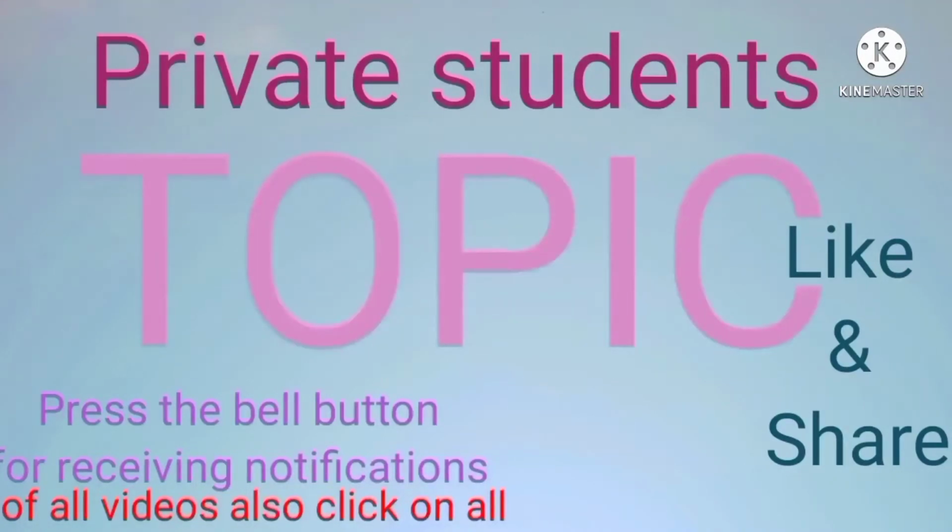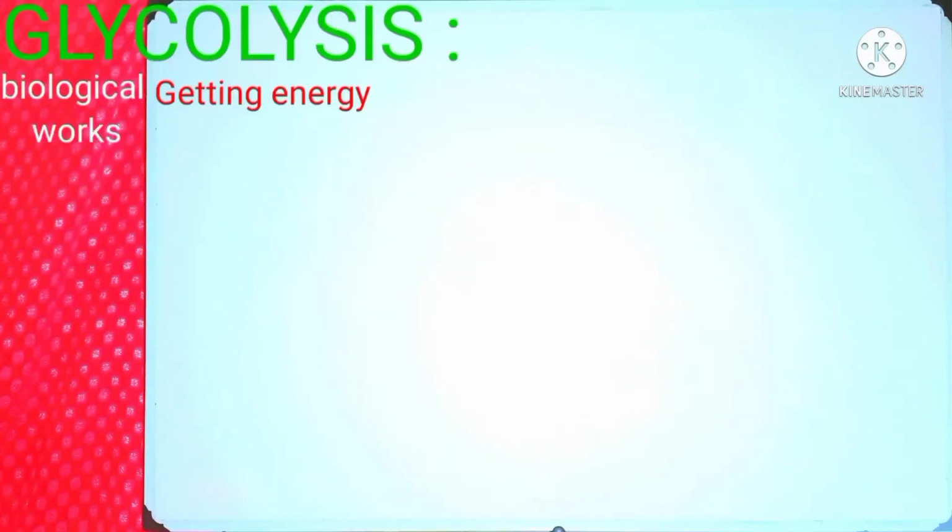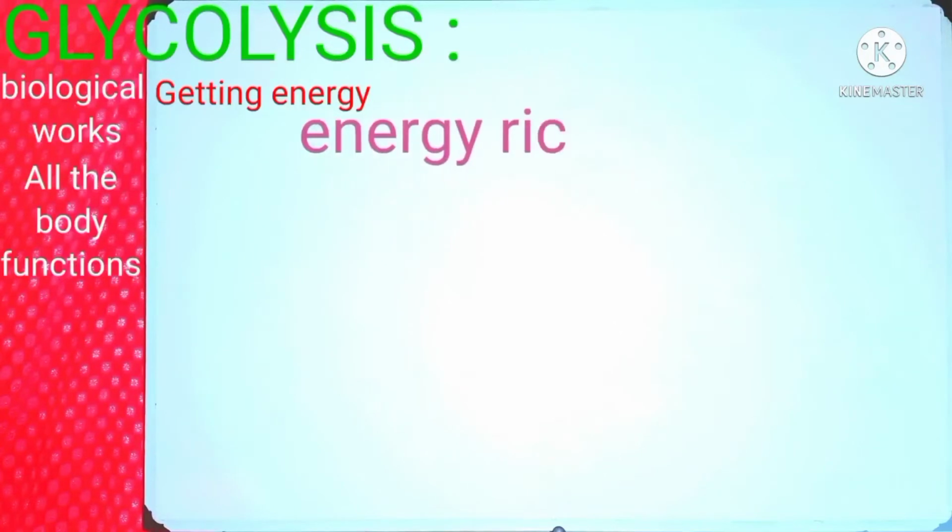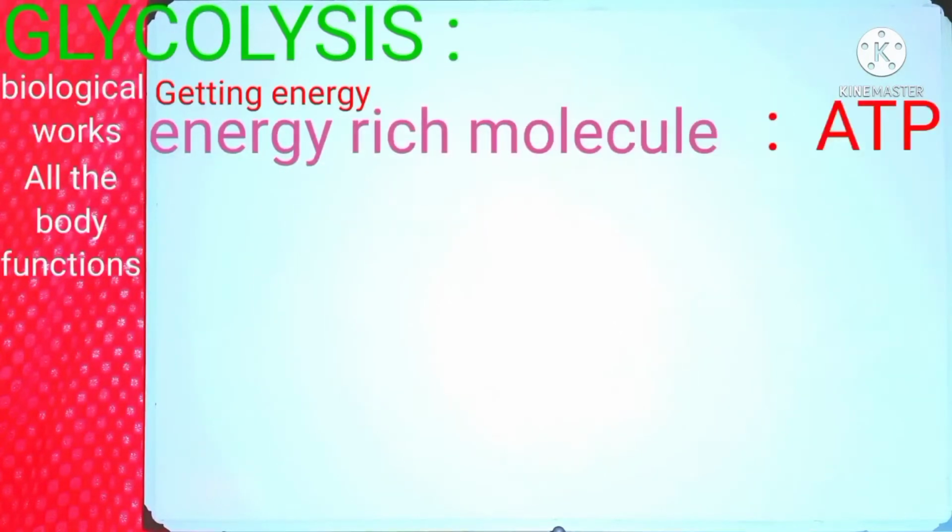Let's come back to our topic, that is glycolysis. Glycolysis is carried out for obtaining energy in the living organisms. Living organisms desire and crave for a regular and continual supply of energy to perform biological work and all the body functions. The energy rich molecule ATP usually arranges this energy.